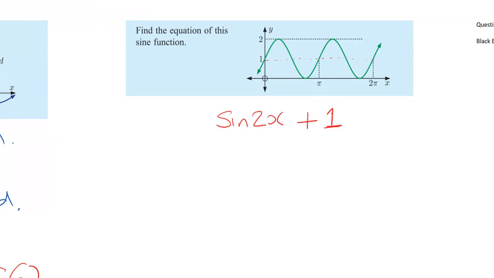We can also be pretty confident that our amplitude is 1. So there is nothing in front of it. There's just a 1 there because the amplitude is still 1, as is the original. So we can say our function is perhaps y equals sine of 2x plus 1.